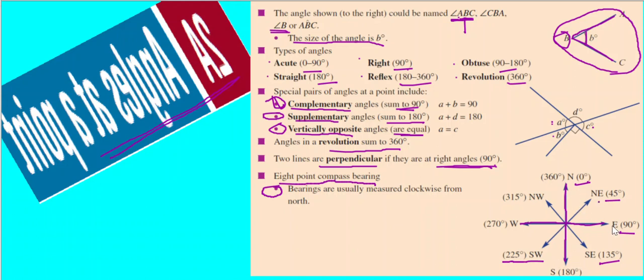So each of these are worth 45 degrees. If you counted each one, the difference between each one would be 45 degrees for each sort of bearing. Then going west, we're at 270 degrees. Between north and west, we've got northwest at 315, and then a full revolution back to north at 360 degrees.